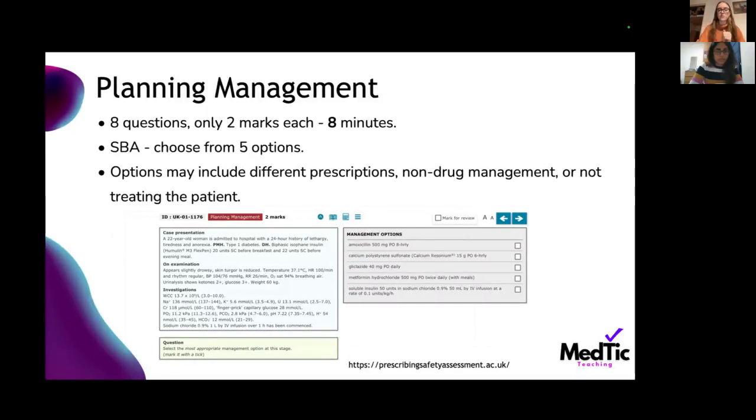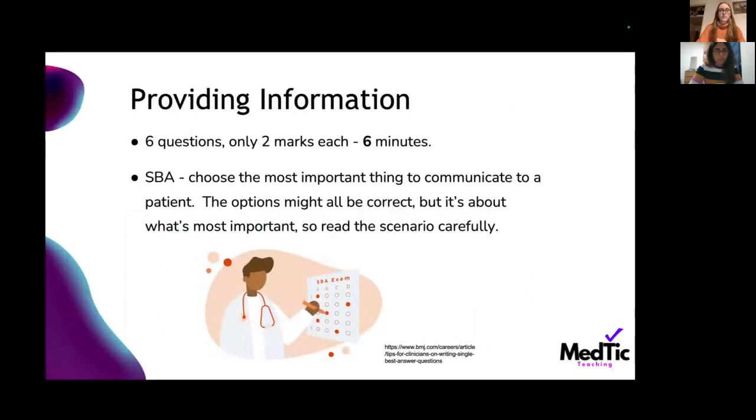Okay, moving on. So providing information. This is all about what would you communicate to a patient. Sometimes there might be more than one correct answer, but it's about what's the most important for that patient. So you can look in the BNF in the patient care advice and in the contraindications and side effect sections. And if there's a safety warning, that's usually something very important to mention to the patient.